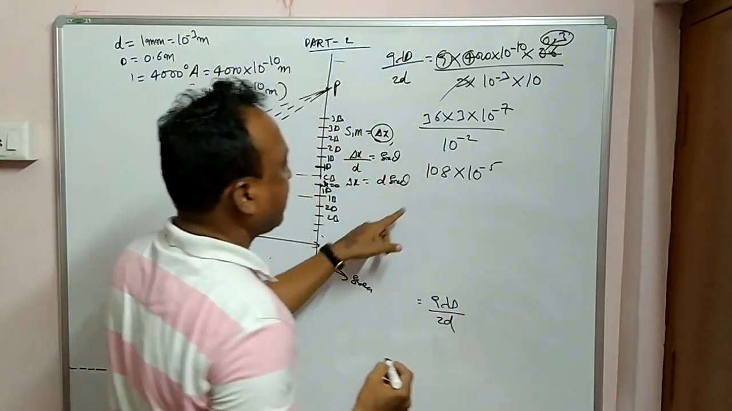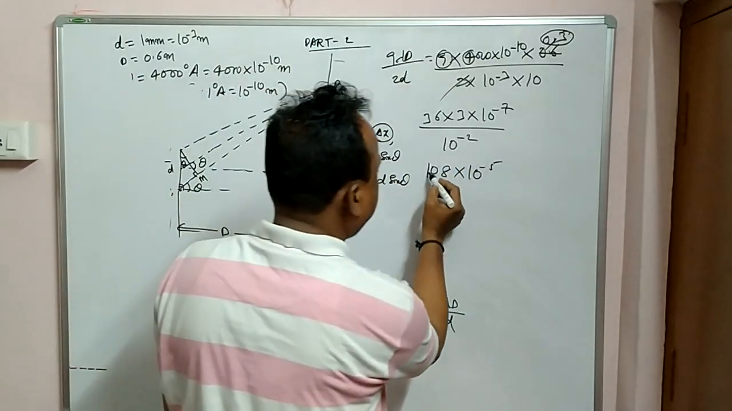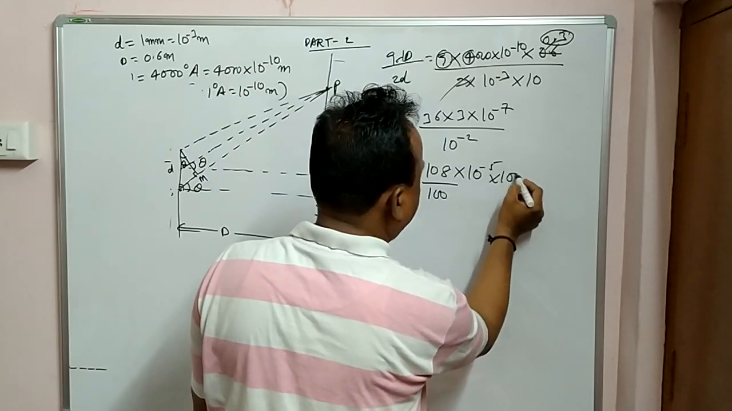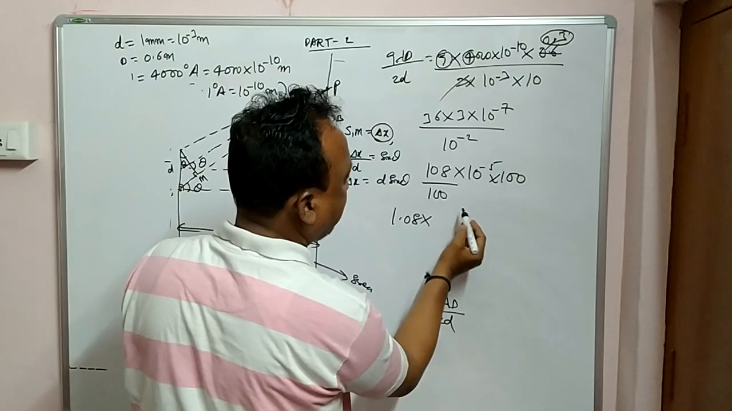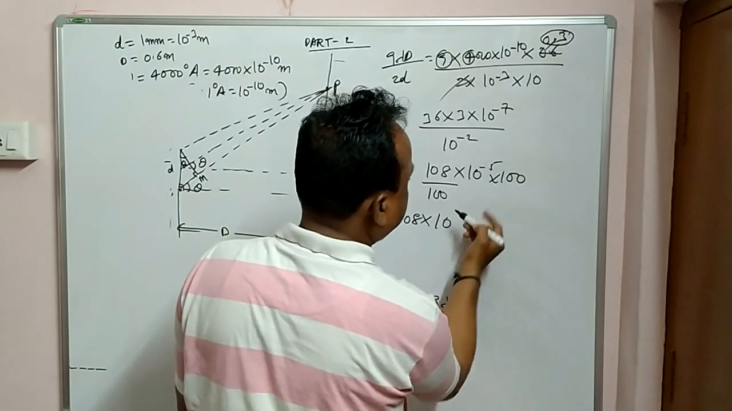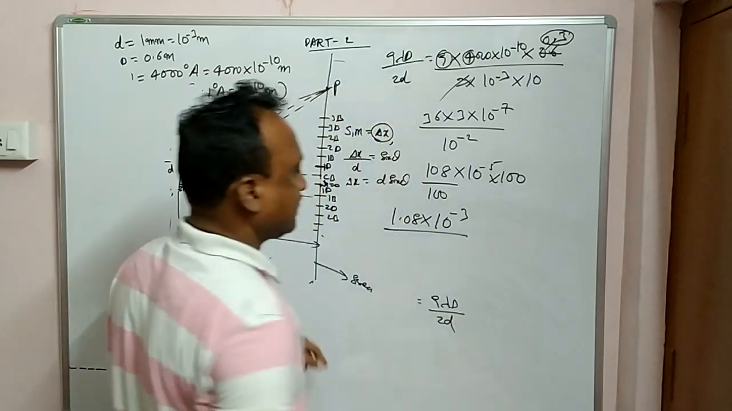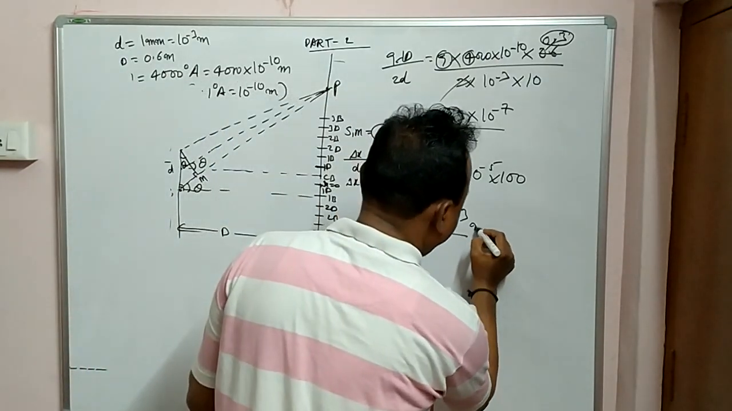So, how much did I get? 108 into 10 power minus 5. So, I will try to put the decimal here after 2. Divide by 100, multiply by 100. So, 1.08 into 10 power, multiply and divide, this becomes 10 power minus 3. So what is the distance? 1.08 into 10 power minus 3 meters.